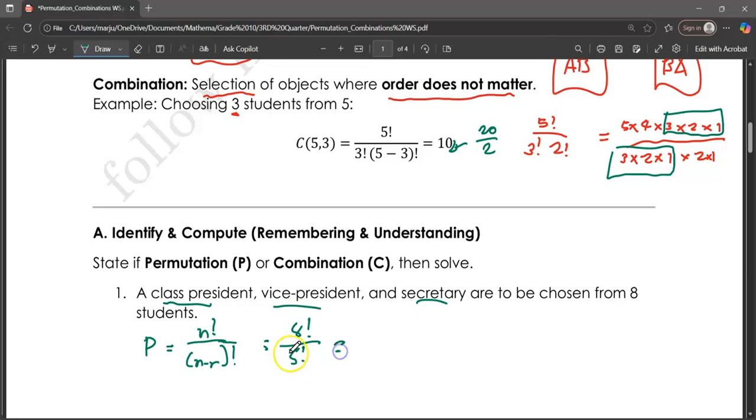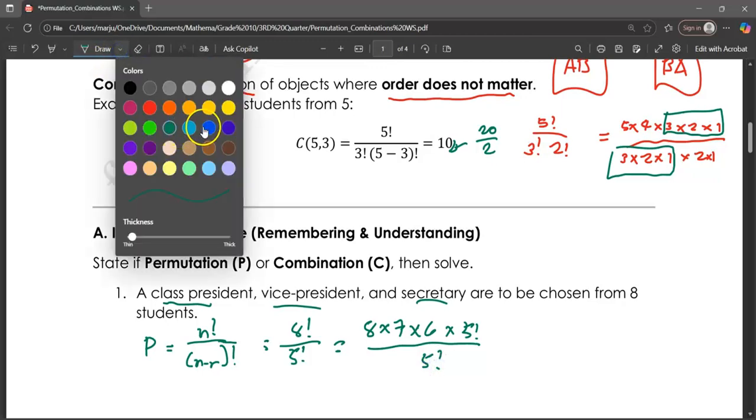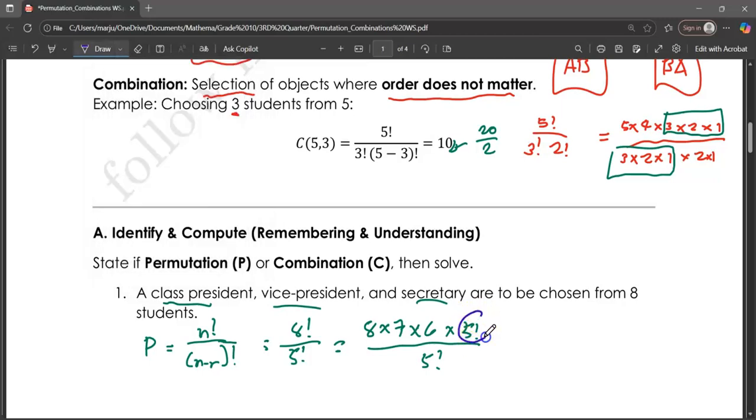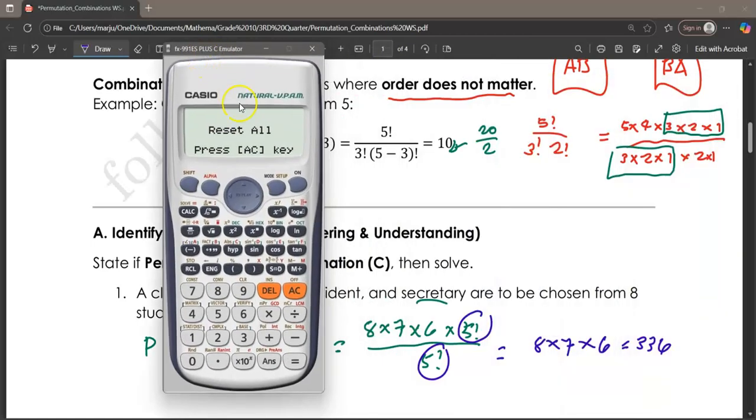And if you notice here, 8 factorial is just 8 times 7 times 6 times 5 factorial, right? That's over 5 factorial. And since we are doing multiplication, we can actually cancel that one out. We are left with 8 times 7 times 6, and this will give us 336. Am I correct? Let me just make sure, since I don't trust myself in multiplying, times 6. That is indeed 336. All right.